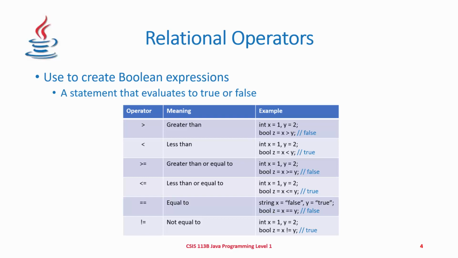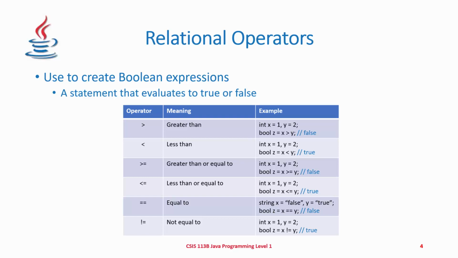In the example, we have string x equal to false in quotes because that's a string value, not a Boolean value that's being assigned to x. And then in the second variable, y, we're assigning the string value of true, again in quotes because it's a string, not a Boolean.